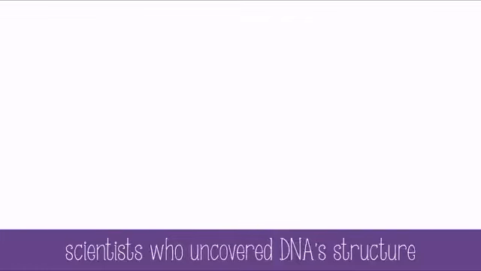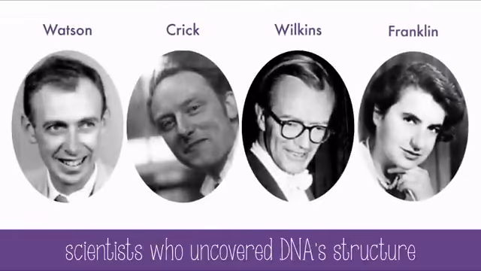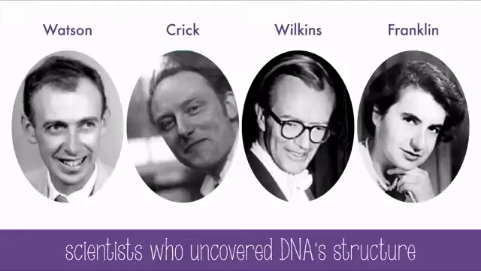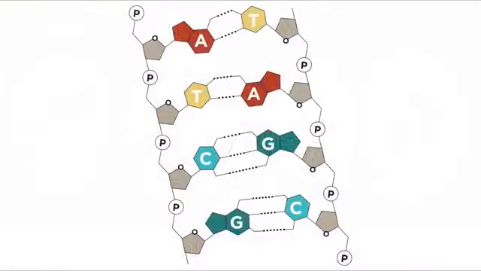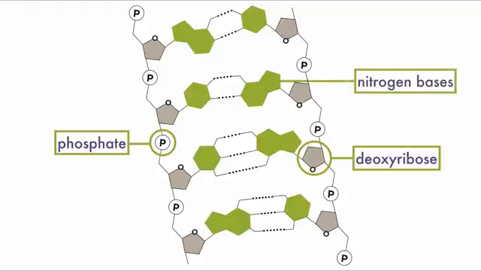There are 4 scientists who are credited with discovering the shape of DNA, and they are Watson, Crick, Wilkins, and Franklin. All of them received a Nobel Prize for their work, except for Rosalind Franklin. She died before the prize was given. Each of these scientists played a role in piecing together the structure of DNA. They learned that along the sides of the molecule was a backbone made of alternating sugar and phosphate molecules. On the inside, like the rungs of a ladder, are the nitrogen bases.